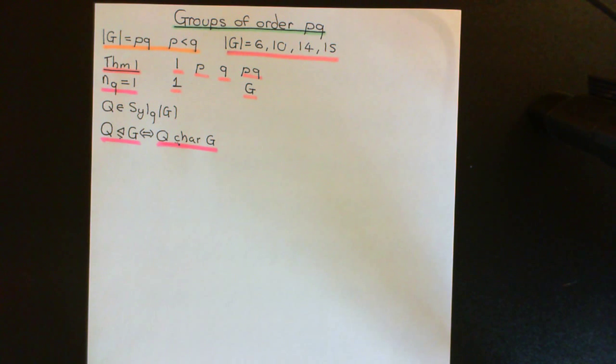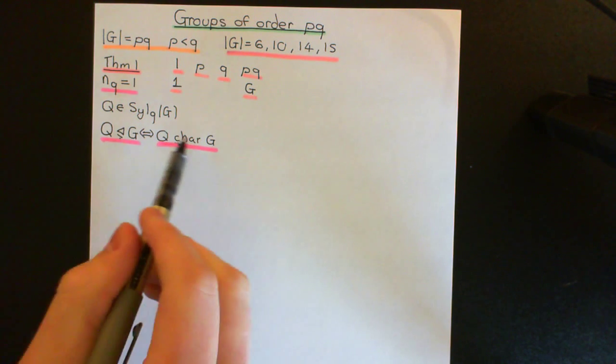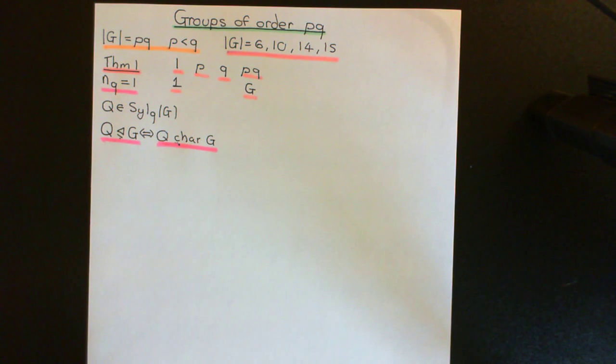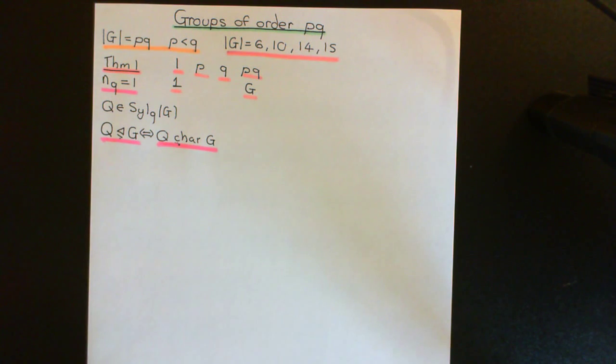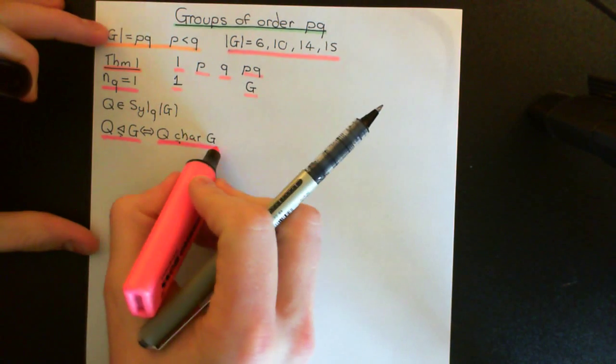Okay, and therefore, if there's only one of them, you can conclude that it must be characteristic in the group G. So in fact, these two things are equivalent when we're talking about Sylow subgroups. So often people don't bother talking about a Sylow subgroup being characteristic in G. If you've got a normal Sylow subgroup, then it's understood that that's going to be characteristic in G. So from now on, we won't mention this.